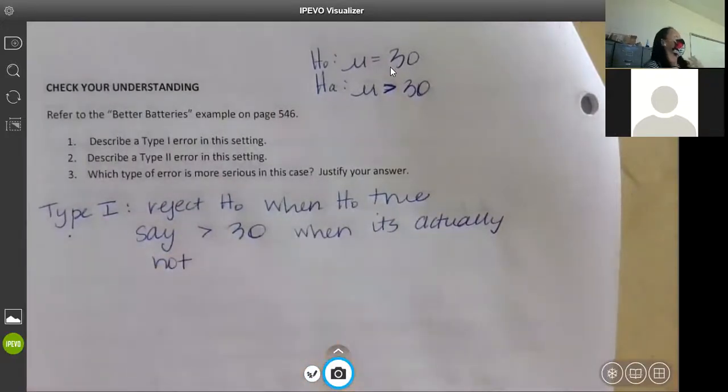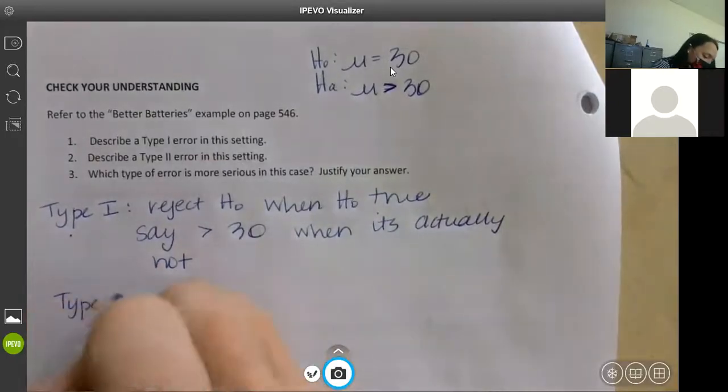And then eventually you're going to have to tell a problem with this. The customers are going to get mad if you advertise that the batteries are, but they're actually not. And we'll get to that in a minute.